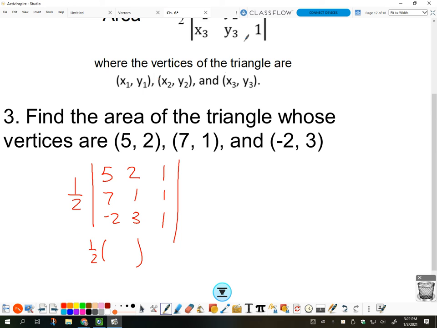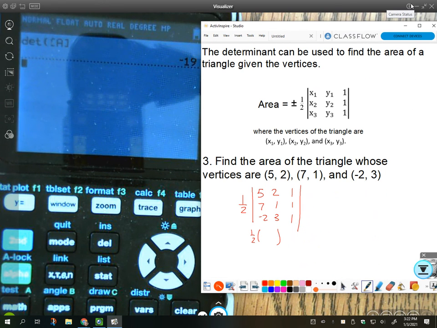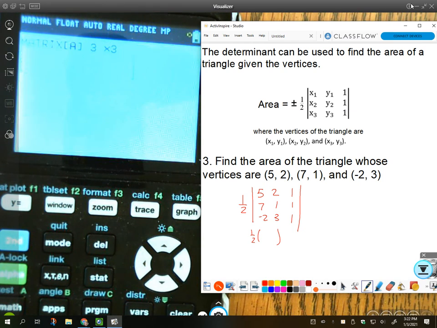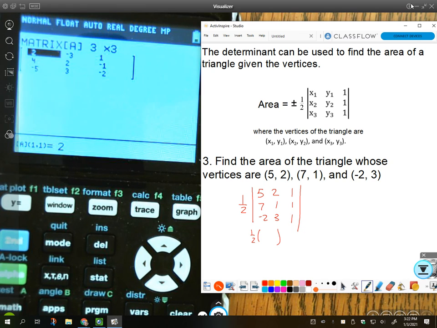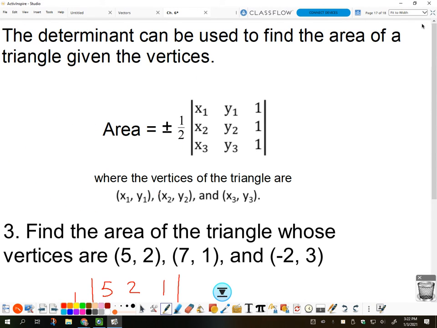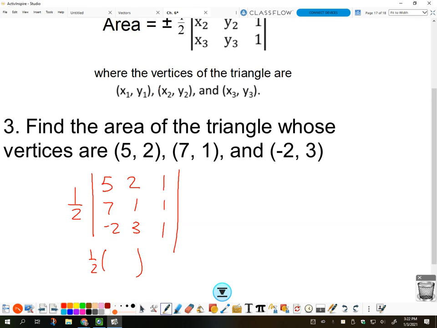All right, so if we put this in our calculator, so go to matrix, over to edit, it's a 3 by 3, we have 5, 2, 1, 7, 1, 1, negative 2, 3, 1. Alright, I feel like I messed my numbers up. Oh, okay. Alright, so then we want to find the determinant of that, and we get negative 5. So the determinant using those vertices is negative 5.